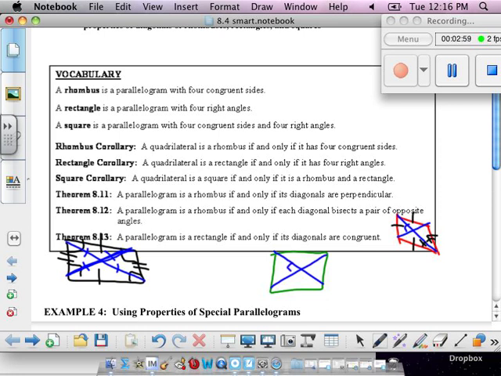But what about a rectangle? They must also be what to each other? Congruent. This whole thing must be congruent to this whole thing. Okay? All right, these are important. They are so important that we are going to do some vocabulary words.